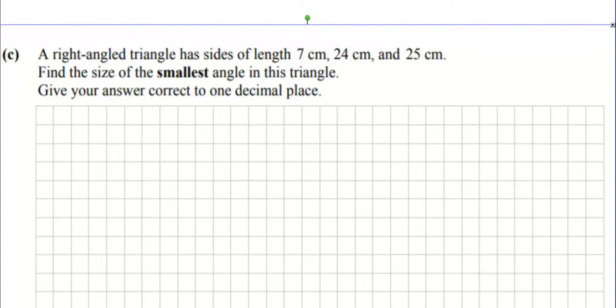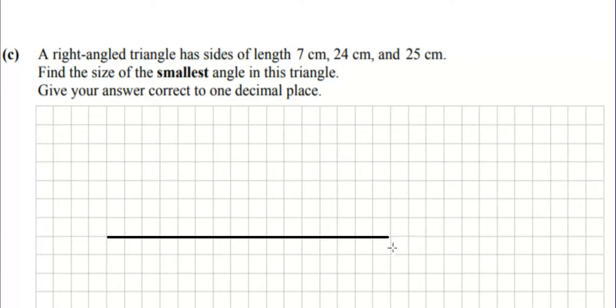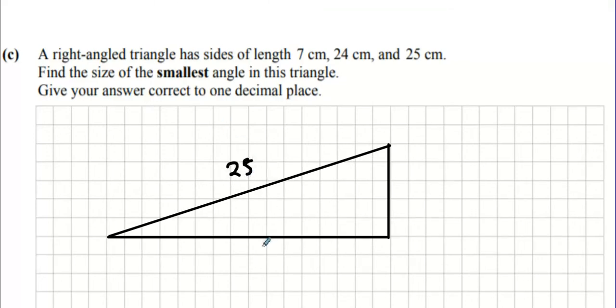Part C. The right angle triangle has lengths 7, 24, and 25. Find the smallest angle in the triangle. Give your answer correct to 2 decimal places. All right, so let's go for this one to be the 24, this one to be the 7, and this one to be the 25. So here's 25, here's 24, and here's 7. And we'll call this angle A.